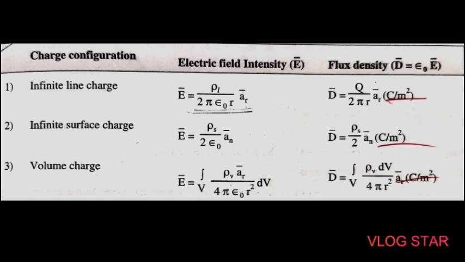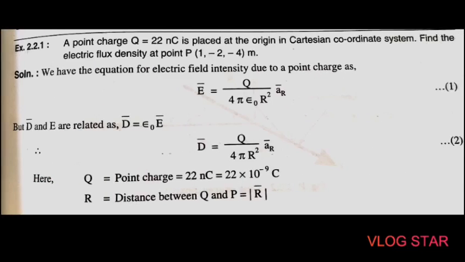Then after that we will solve one problem based on electric flux density. The question is: a point charge Q equal to 20 nanocoulomb is placed at the origin in the Cartesian coordinate system. Find the electric flux density, that is, we have to calculate D bar at a point P having coordinates 1, -2, -4 meter.